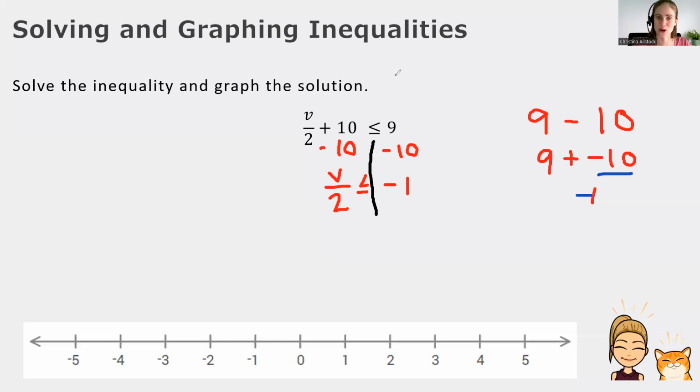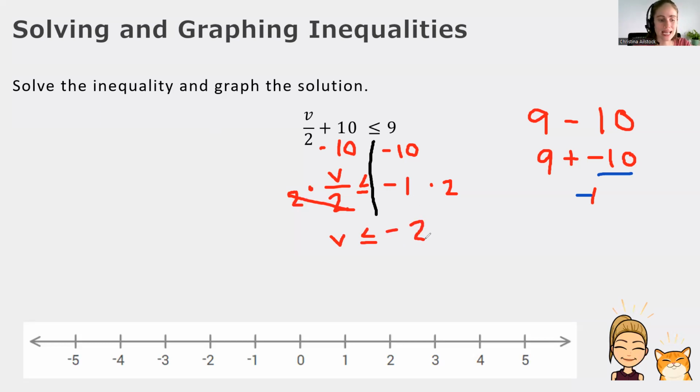All right, back to our problem here. So we have v over 2, but remember another way we can say that is v divided by 2, because fractions represent division. So the inverse, the opposite of division, would be multiplication. So we'll multiply both sides by 2, and that cancels out, giving us v is less than or equal to -1 times 2, which would be a -2.